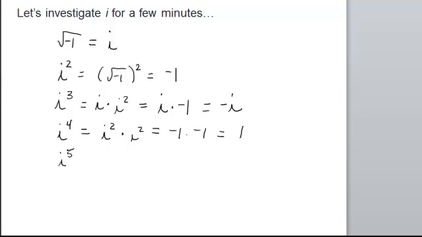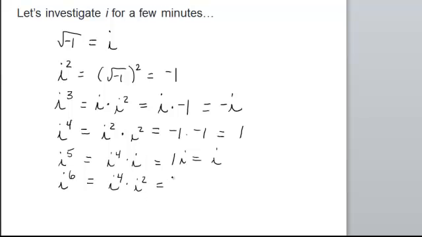How about i to the 5th? Can I say that that's i to the 4th times i? But what's i to the 4th? i to the 4th is 1. So 1 times i is just i. Well, wait, i to the 5th is the same thing as just plain old i. Okay, keep going. Let's see what's going on here. i to the 6th. Can I say that's i to the 4th times i squared?